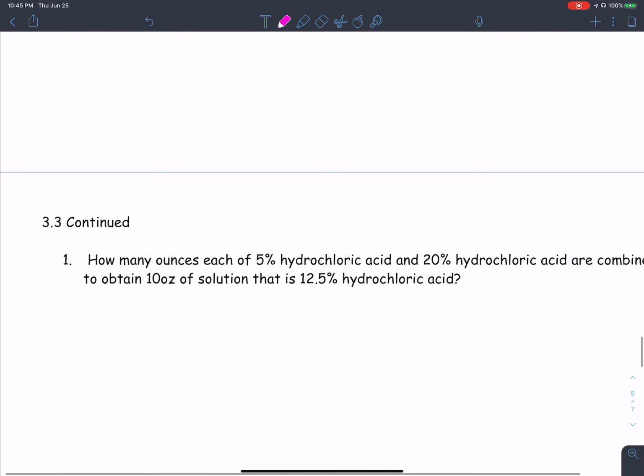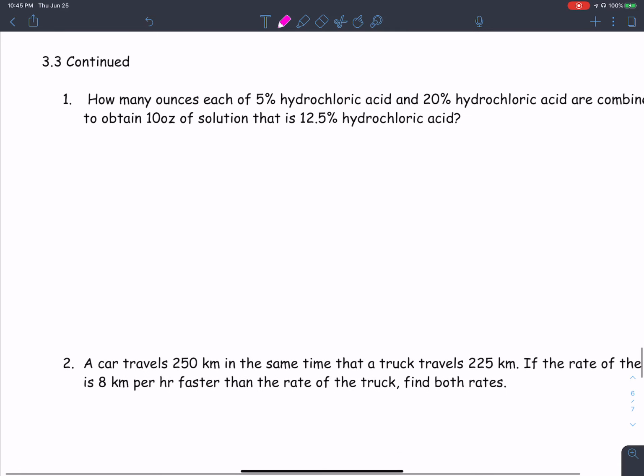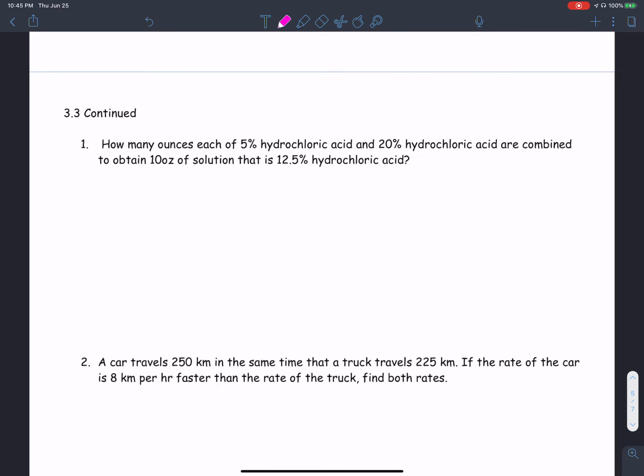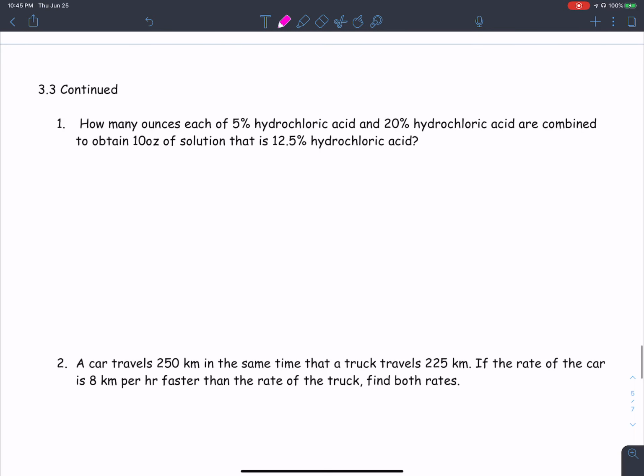All right, we're going to talk word problems. These problems all are systems, but in word form. How many ounces of each 5% hydrochloric acid and 20% hydrochloric acid are combined to obtain a 10-ounce solution that is 12.5% hydrochloric acid? So this is a mixture problem because I'm mixing, and I call this my bucket problems.